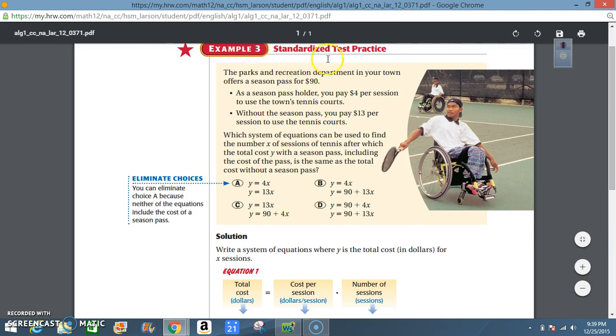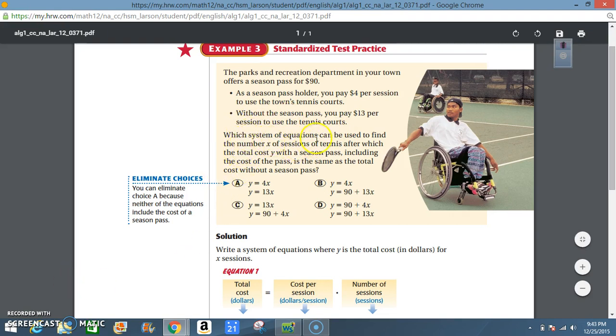Example 3, standardized test practice. The Park and Recreation Department in your town offers a season pass for $90. As a season pass holder, you pay $4 per session to use the town's tennis courts. Without the season pass, you pay $13 per session to use the tennis courts.